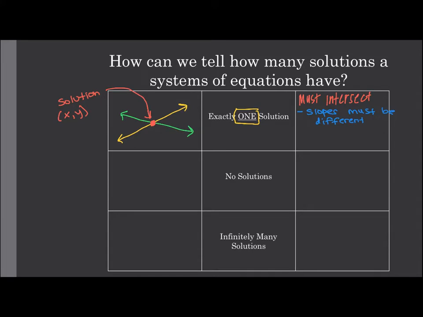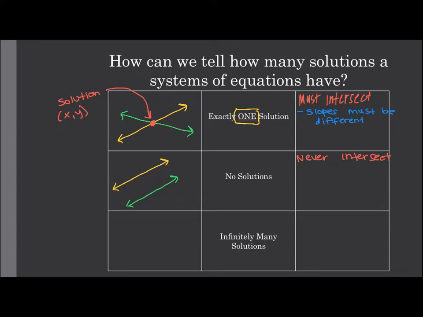The next situation would be no solutions. Here's an example of no solutions. There's my first linear equation. There's my second linear equation. And you'll notice that they never intersect. Now we know that the solution is where the two lines intersect, and so if our two lines are never intersecting, that means there's no solutions. They have nothing in common.